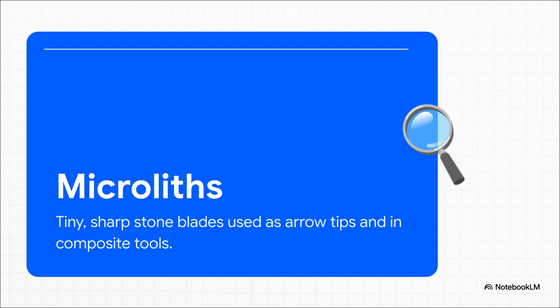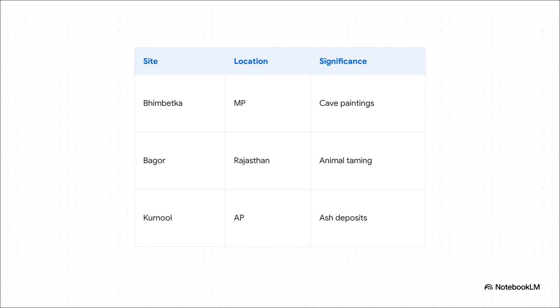Instead of heavy, crude rocks, humans started crafting these tiny, incredibly sharp stone blades. By fitting these little blades onto wooden or bone handles, they created composite tools, like arrows and spears. This made hunting vastly more efficient and a whole lot more versatile. And what's amazing is we have incredible evidence of this era right here in India.